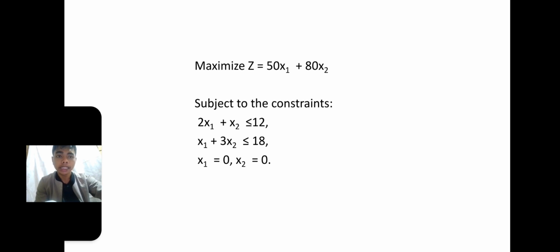Maximize Z equals 50 x sub 1 plus 80 x sub 2, subject to the constraints 2 x sub 1 plus x sub 2 less than or equal to 12, and x sub 1 plus 3x sub 2 less than or equal to 18.